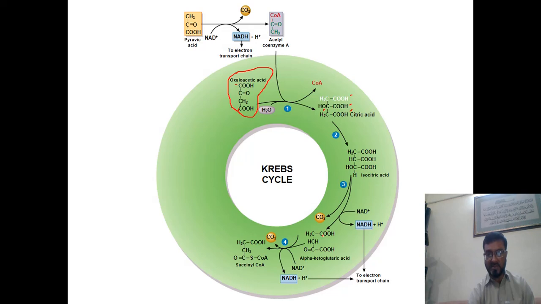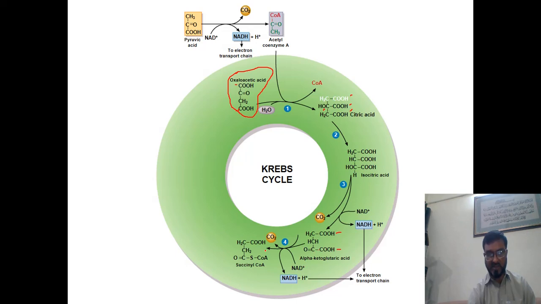Alpha-ketoglutarate is again a dicarboxylic acid, just like the oxaloacetate, which was a dicarboxylic acid. This also contains two carboxylic acid groups. Basically it's a four carbon compound, just like oxaloacetate was. First carbon, second carbon, third carbon, fourth carbon. So COOH, CH2, CH2, C double bond O, COOH. And at that step, NAD is converted into NADH2.